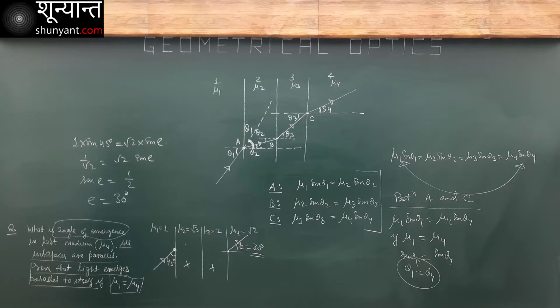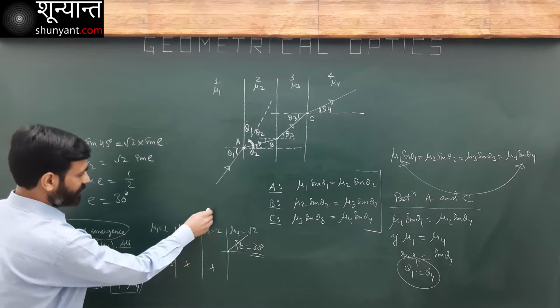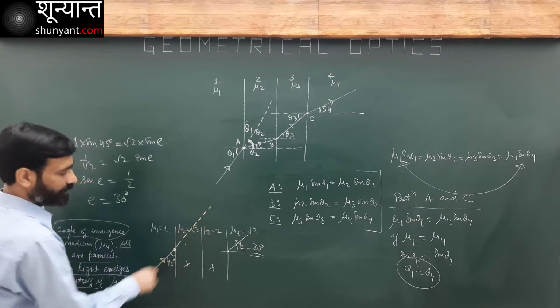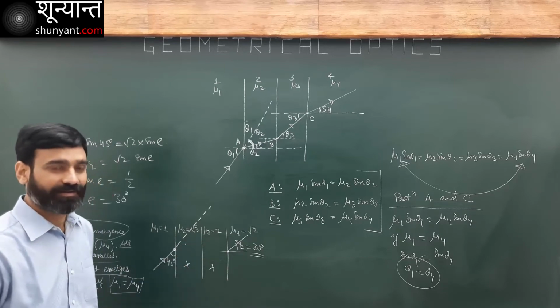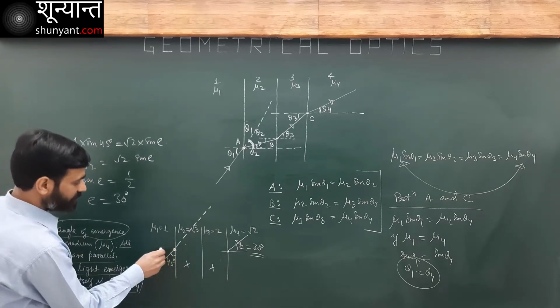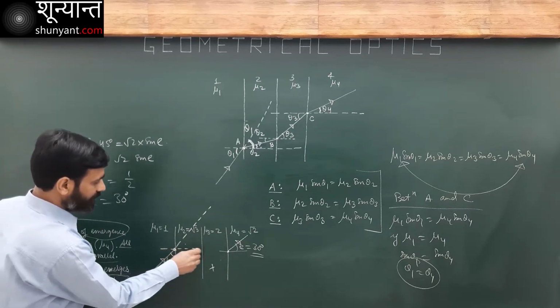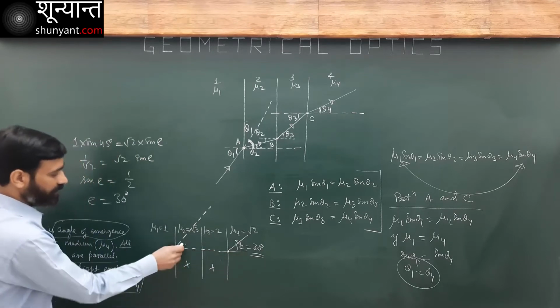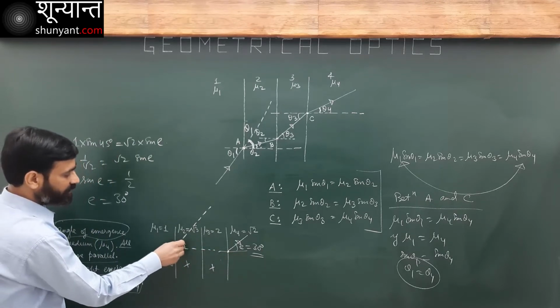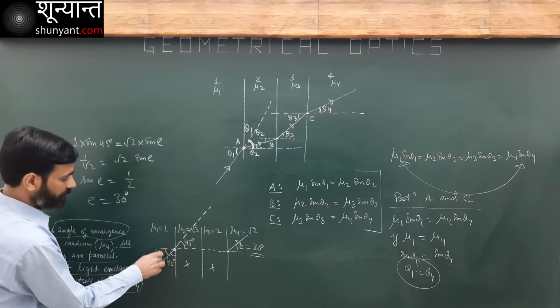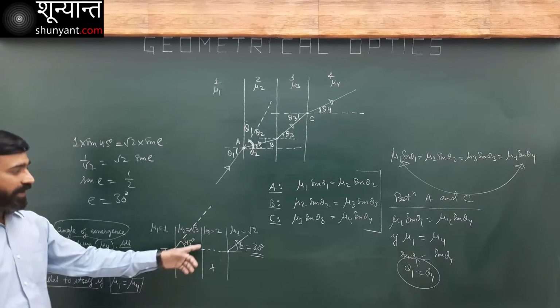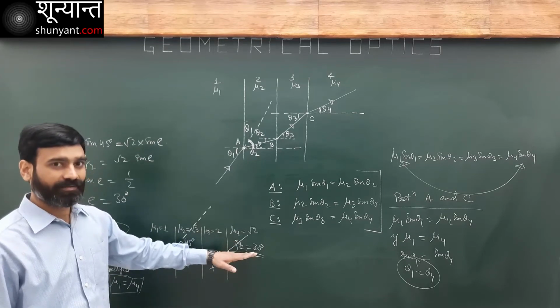That's it. So what will be the net deviation? Can you find out? You do not have to worry about the deviations here. You just worry about this initial direction and final direction. Initially the light was making what angle? 45 degrees. This is 45, this is 45. Finally, it is making 30 degrees.